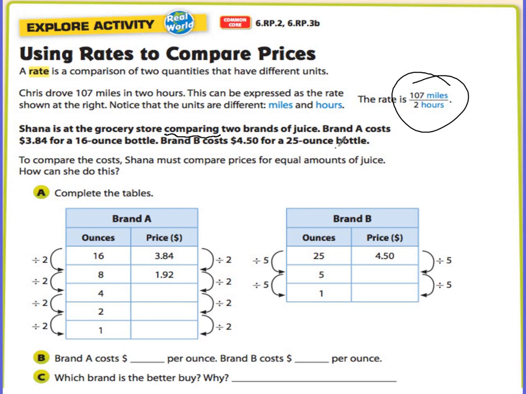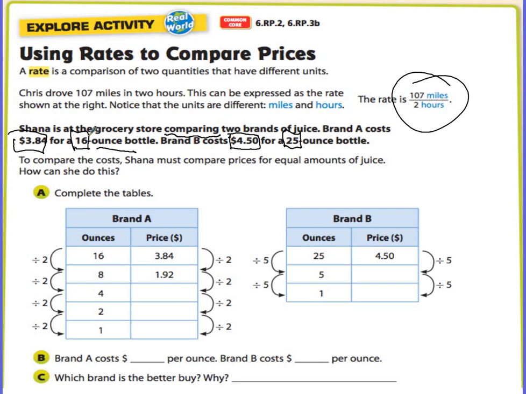Here she has brand A, which costs $3.84, but that's for a 16-ounce bottle. And then she has brand B that costs $4.50, but that is for a 25-ounce bottle. Looking at it, the $3.84 juice is less expensive. However, you're also getting less out of it. So in order to compare these, we have to find that common ground.